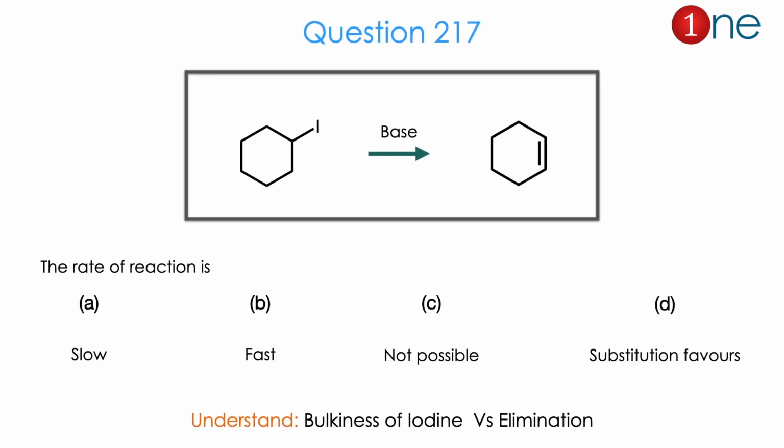Then let us look at the next question. You have iodocyclohexane, you are using a base, you are getting an alkene. They are asking whether the rate of reaction is fast or slow, or it is not possible, or substitution is favored instead of elimination. From the reaction and possible rate suggestions, you might realize the question is really about bulkiness of iodine versus elimination. The answer is A. Let us see how.